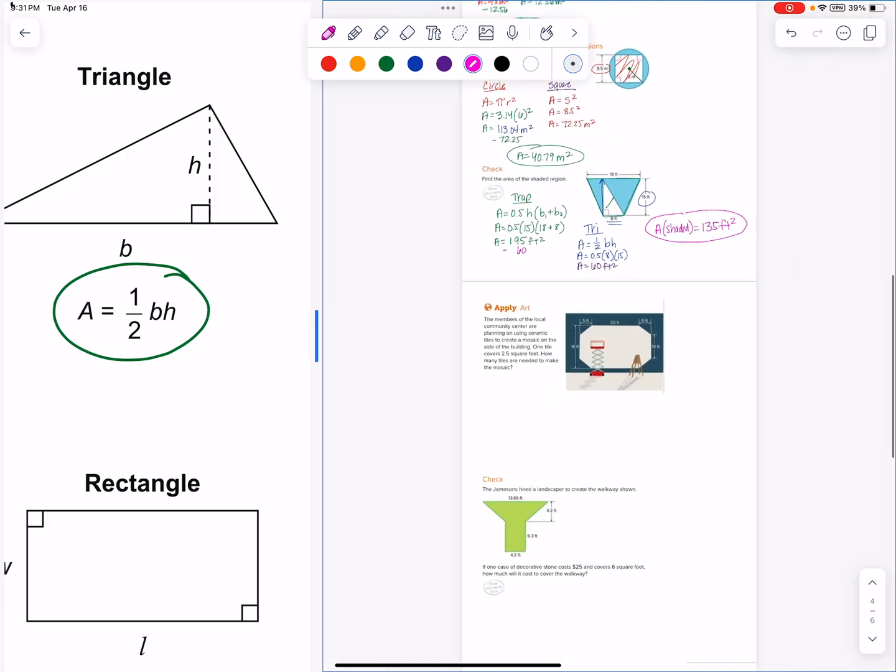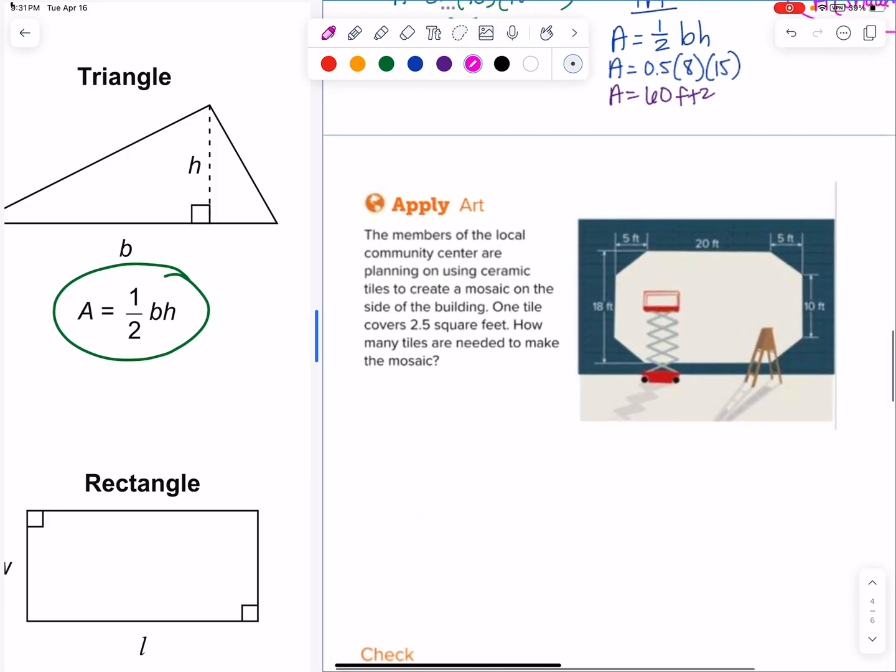All right, now we're on to our apply. So let's figure out what we're doing here. Oh, look at all that stuff. My goodness. So the members of a local community center are planning on using ceramic tiles to create this mosaic. One tile covers 2.5 square feet. How many tiles are needed to make the mosaic?